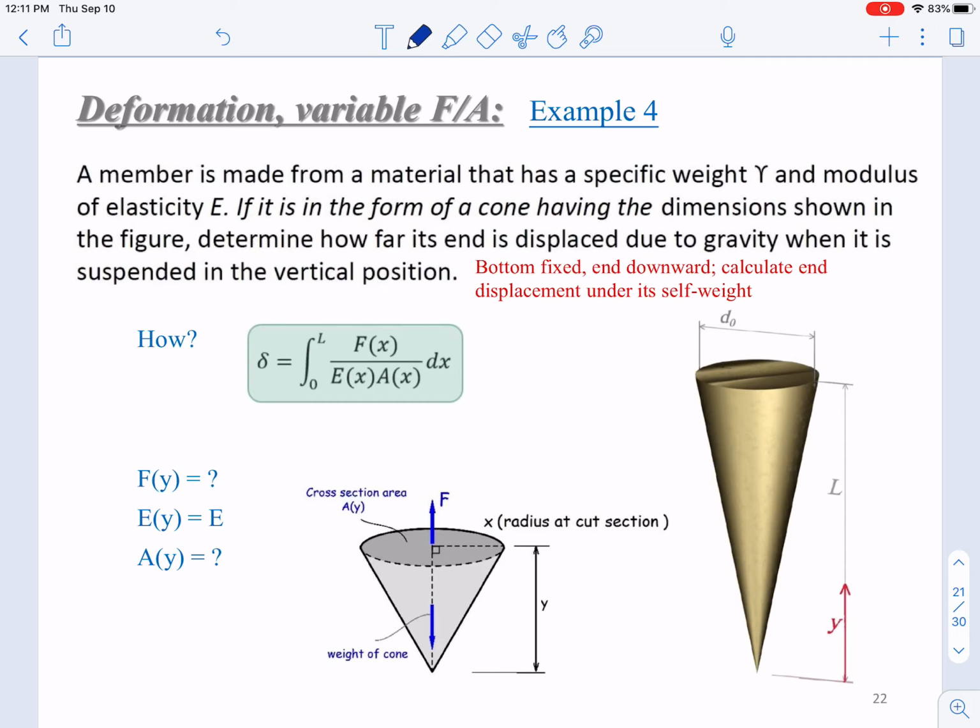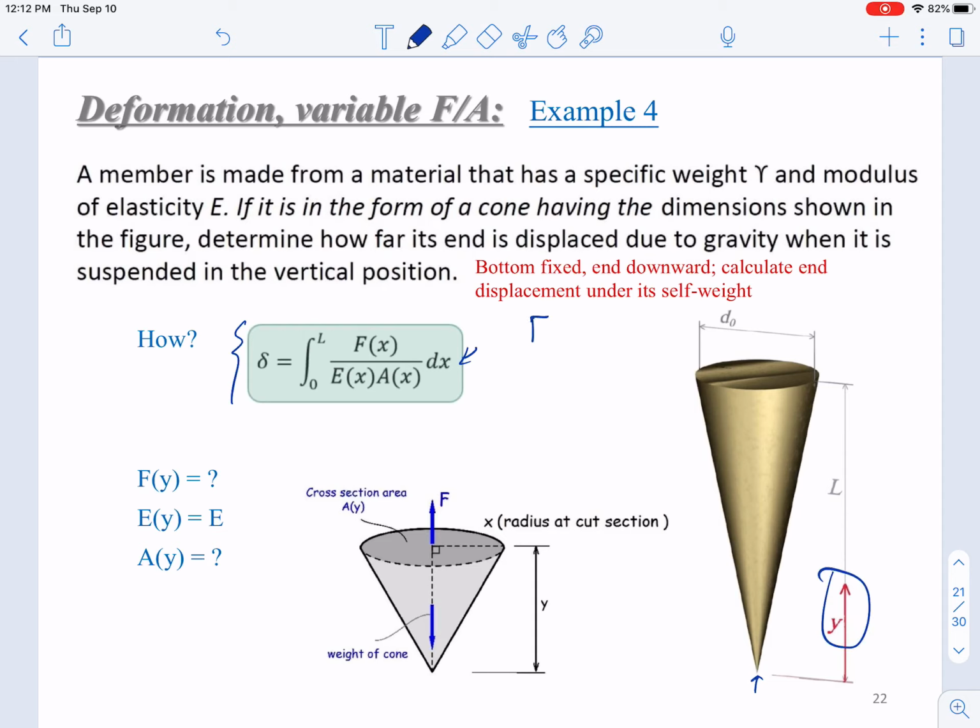Simply speaking, this is a cone, the bottom is fixed and the end points downward. We're calculating the end displacement, the tip displacement, downward under its self-weight. In this example, E is a constant. Because of the equation shown here, we will use the third equation. Here Fx is a variable because it just depends on the self-weight, E is a constant, and A is a variable. But we will not use x since we're studying a vertical system, so we use y.